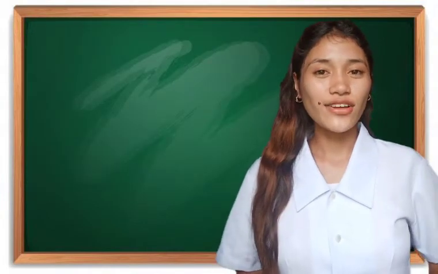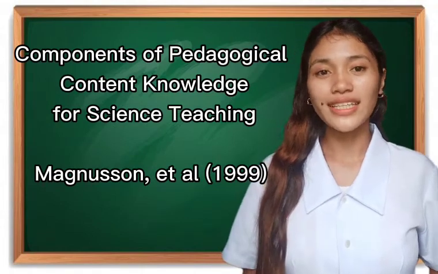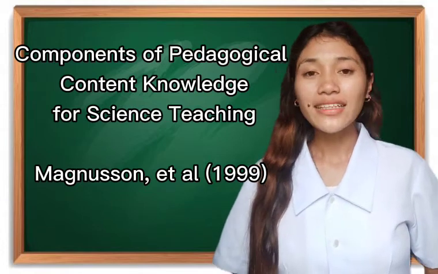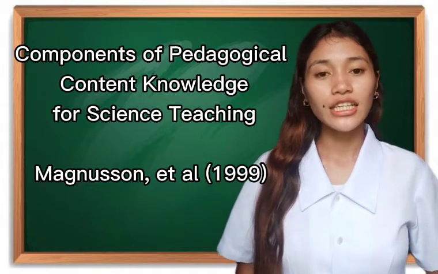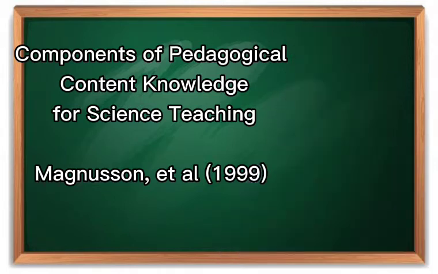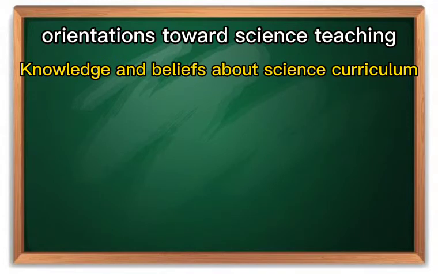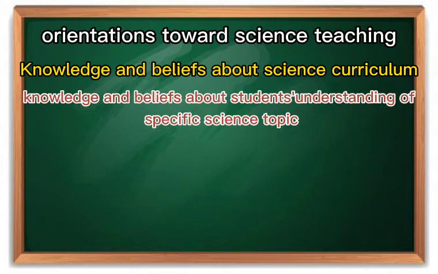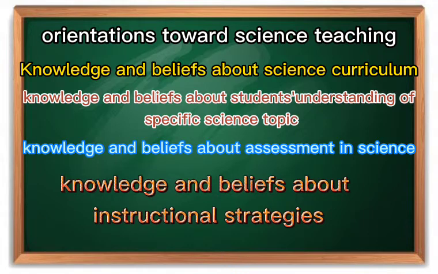And now, let's talk about the components of pedagogical content knowledge for science teaching by Magnusson and other researchers. Building upon the work of Grossman and Tamir, they conceptualized pedagogical content knowledge as consisting of 5 components, which are the orientations towards science teaching, knowledge and beliefs about science curriculum, knowledge and beliefs about students' understanding of specific science topics, knowledge and beliefs about assessment in science, and knowledge and beliefs about instructional strategies for science teaching.